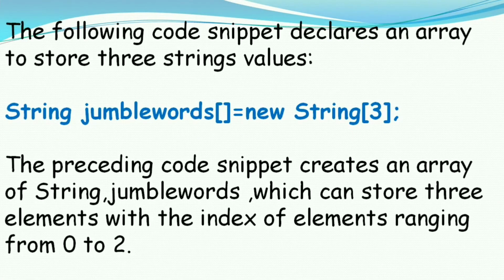The following code snippet declares an array to store 3 string values. String jumble word brackets equals new string. ये size है हमारा 3. The preceding code snippet creates an array of string jumble words which can store 3 elements with the index of elements ranging from 0 to 2.